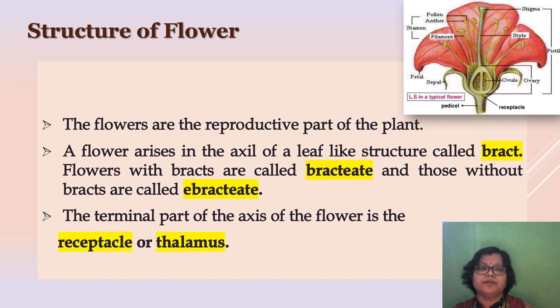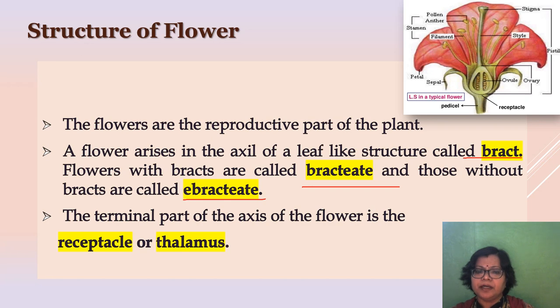Now the structure of the flower. Flowers are the reproductive part of the plants, and the flower arises in the axil of the leaf-like structure, which is called bract. Flowers with bract are called bracteate flowers, and if there is no bract in the axil from where the flowers develop, then that type of flowers are considered ebracteate flowers.